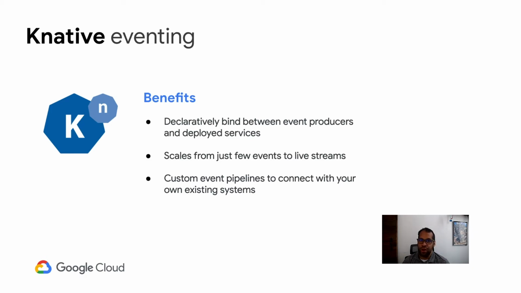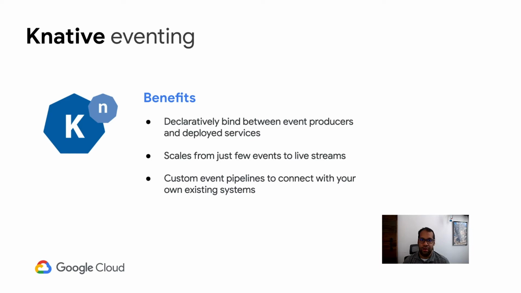Anybody who's had to write an application that connected to a Kafka bus or some kind of message queue out there knows that you have to imperatively bind your code to that. Well, that doesn't make much sense in the world of microservices because the whole idea of microservices is that they're a bunch of decoupled services. We don't want to have to imperatively bind them to anything specific. What if we could declaratively bind them?